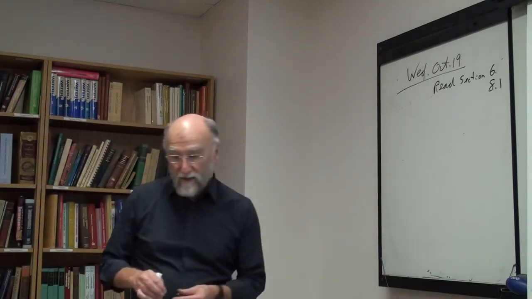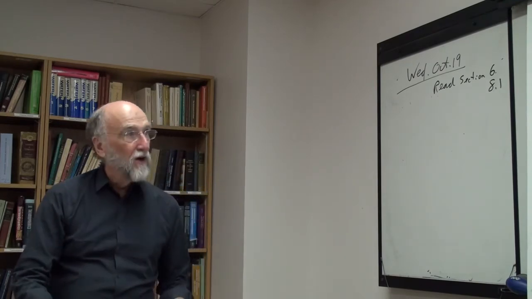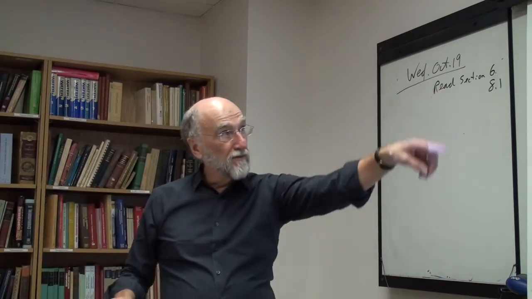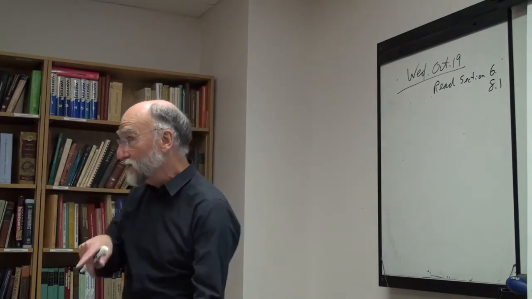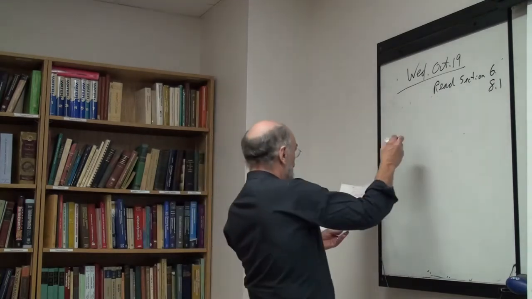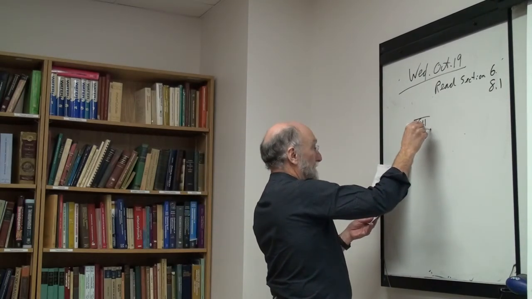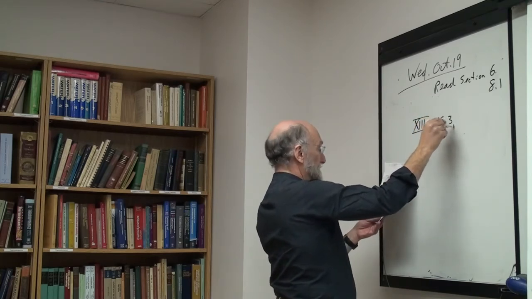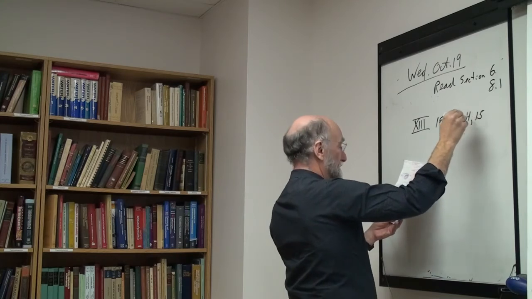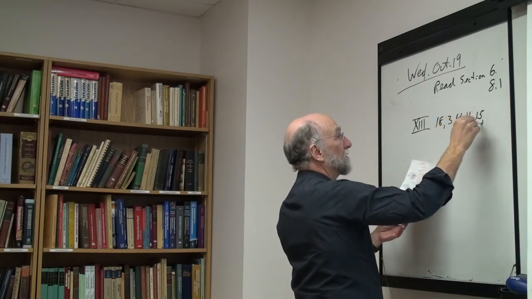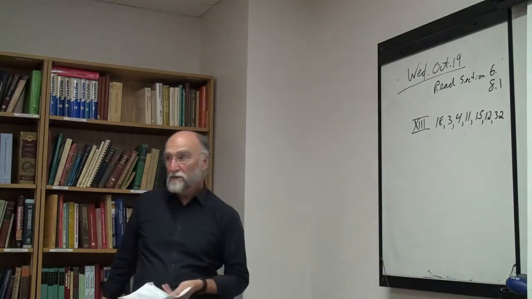For the homework, all the problems are based on what I talked about here, the RT log activity, liquid minus RT. Those are the equations you want for these problems. And that is in section 13, numbers 18, 3, 4, 11, 15, 12, and 32.